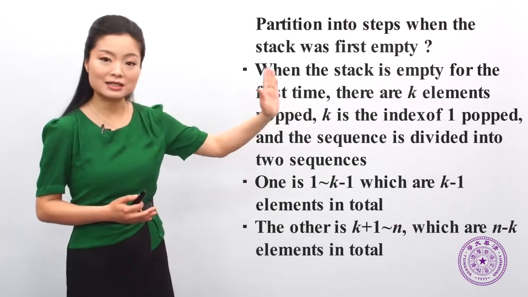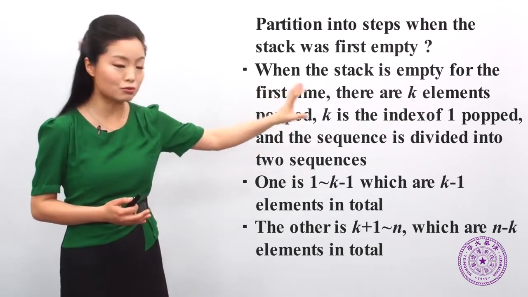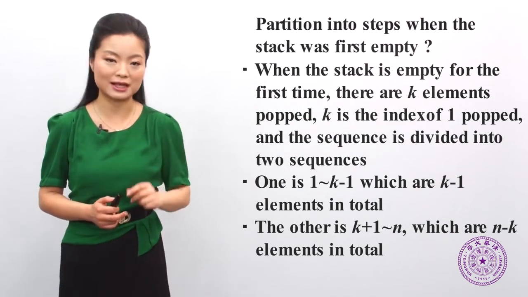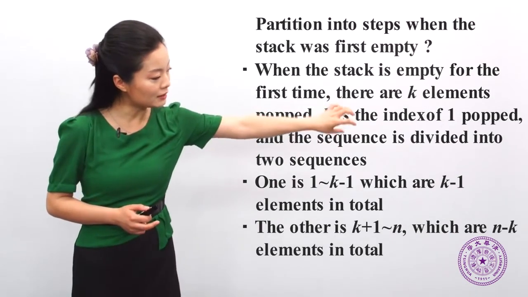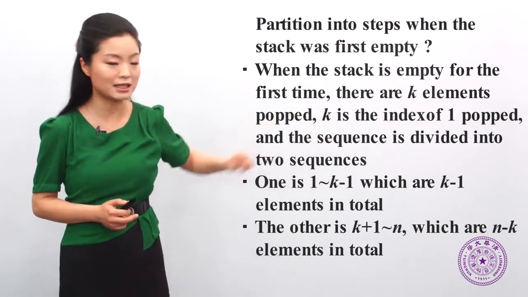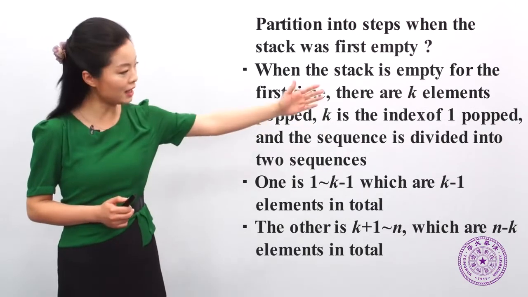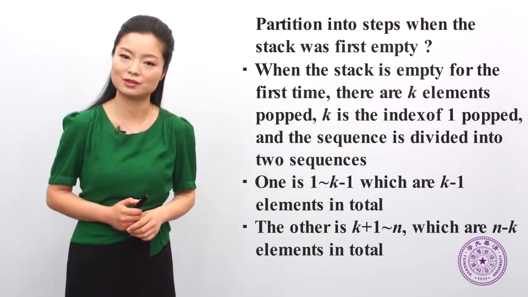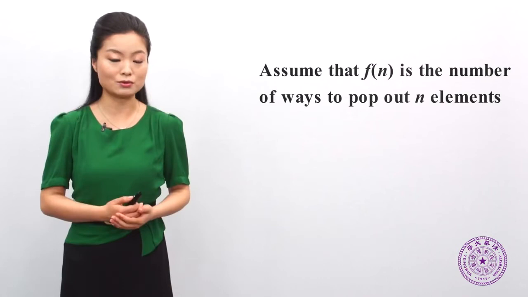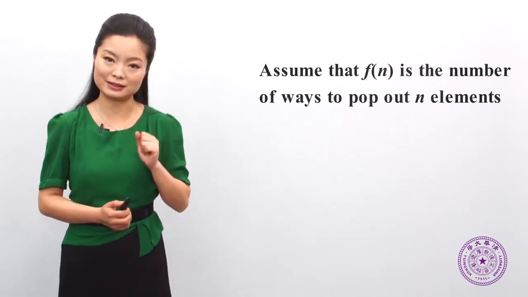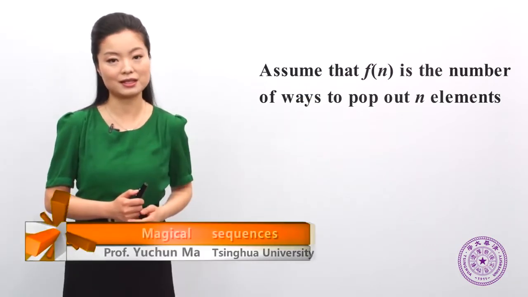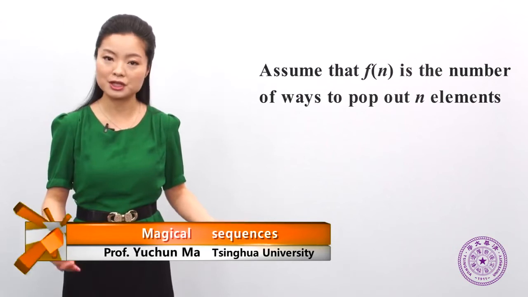The first time the stack is empty, we have processed the push and pop of k elements. So now the problem has been split into 2 parts. If we ignore the first element, we shall find that for the first part, we actually processed k minus 1 elements. Well, for the second part, we processed exactly n minus k elements. So now we can use Fn to denote how many ways there are of popping elements in the stack. For a set k, Fn is equal to F(k minus 1) multiplied by F(n minus k), for different values of k from 1 to n.